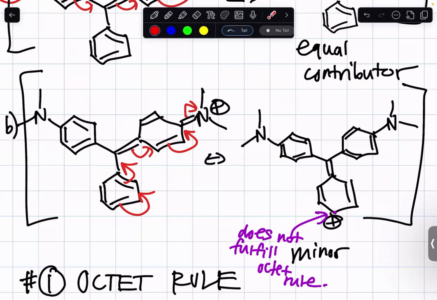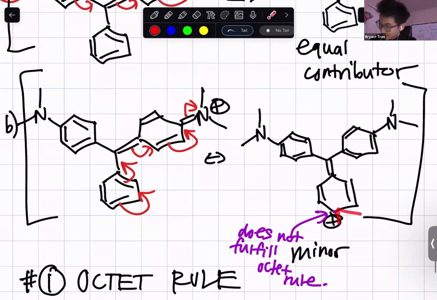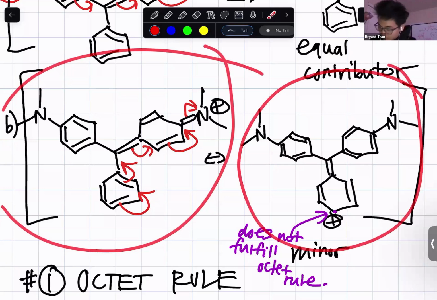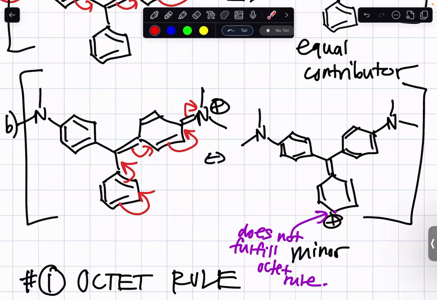So just to clarify, it's considered the minor because it doesn't completely fill the octet rule versus the other one where it does? Yes. Okay. Yeah. Every atom here fulfills the octet rule. This one here does not fulfill the octet rule, minor. Okay, got it. Right. Okay, that makes sense. Yeah. And don't forget this positive charge here that you erased on the minor resonance structure. Thank you. Yeah.